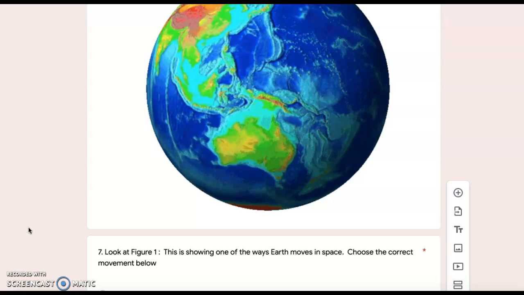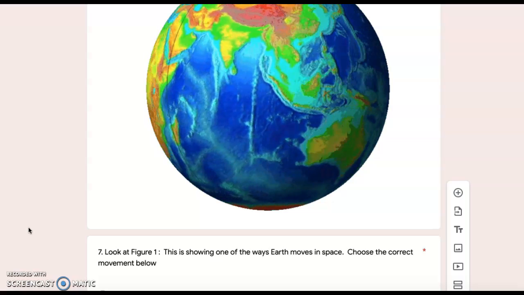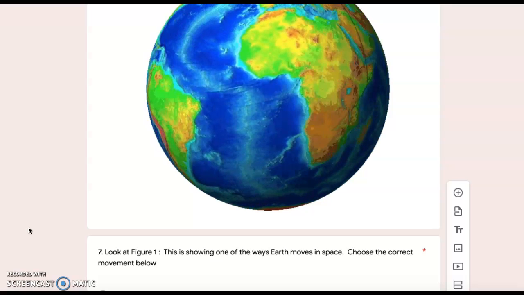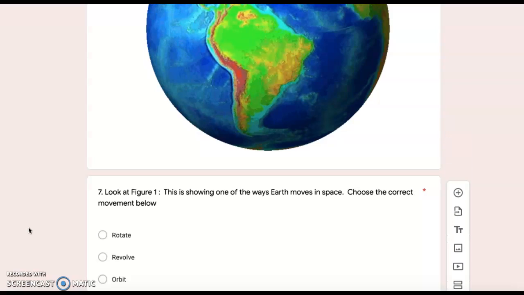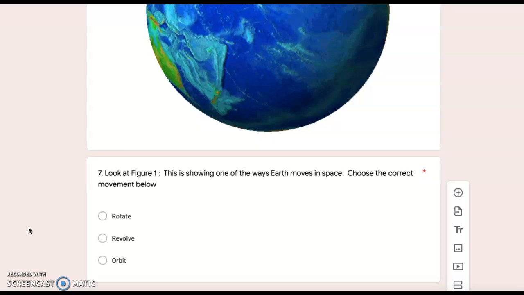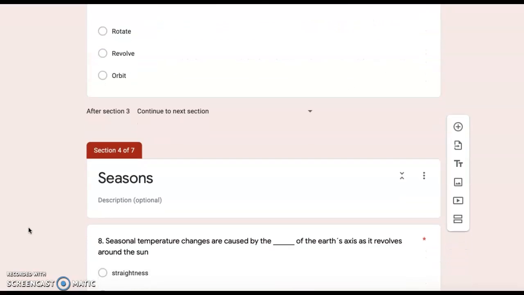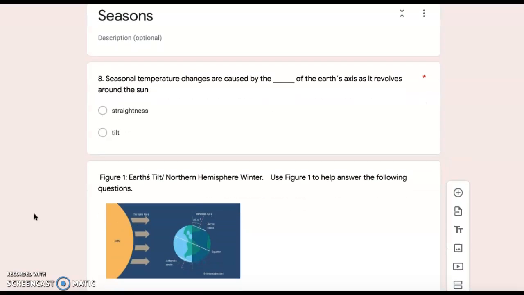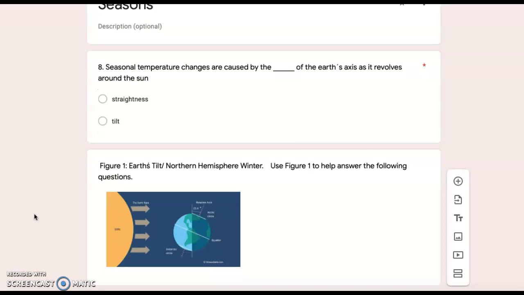Number 7. Look at figure 1. This is showing one of the ways Earth moves in space. Choose the correct movement below. Rotate, revolve, or orbit. Number 8. Seasonal temperature changes are caused by the blank of the Earth's axis as it revolves around the sun. Straightness or tilt.